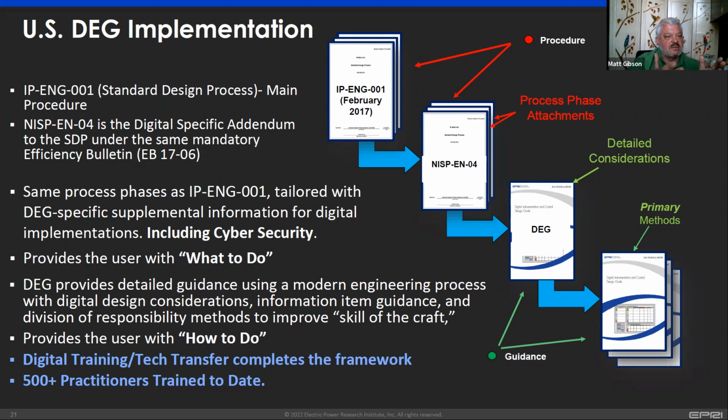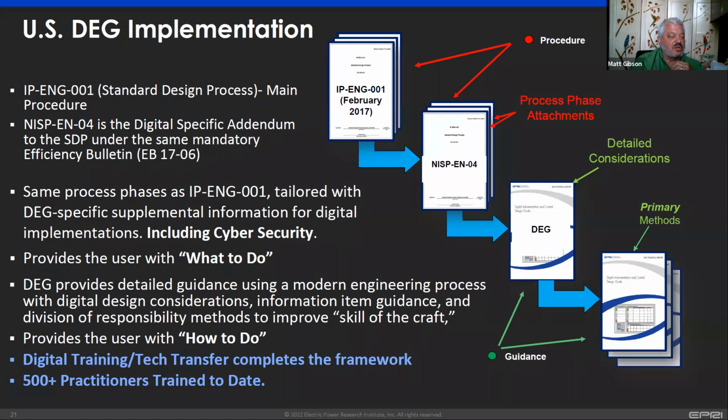Now, in the US, the DEG has been directed to be implemented through the NSIAC CNOs using Efficiency Bulletin 17-06. And the industry is in the process of doing that. You can see here that we have procedures, IP-ENG-01, an industry standard procedure in the United States. NISP-EN-04 has been added to that. That's the digital engineering procedure. The DEG, the digital engineering guide, and the subsequent other methodologies are linked to NISP-EN-04 for use by the industry, and they're in the middle of implementing that.